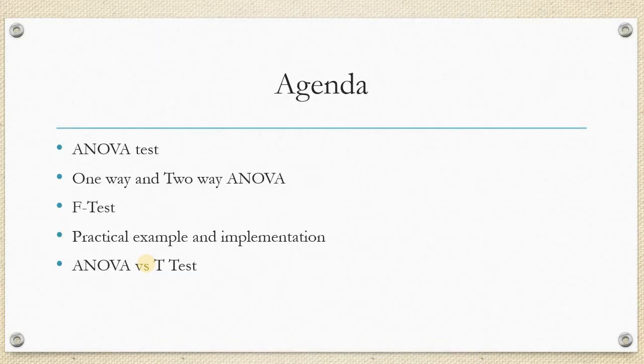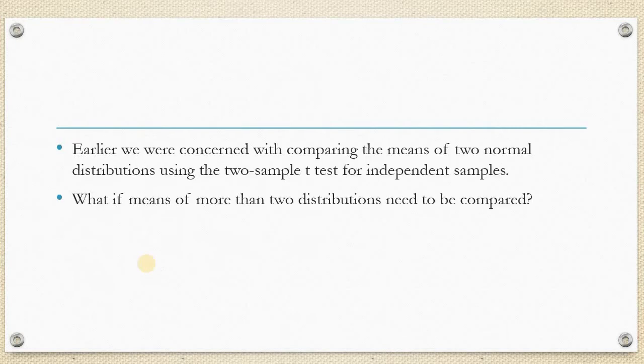So today's agenda is we are going to look at the ANOVA test, different types of ANOVA, and how to implement this. For that you need an F-test, a practical example and implementation in R, and then I'm going to discuss some differences between ANOVA and the t-test.